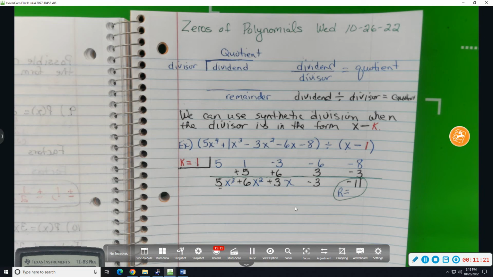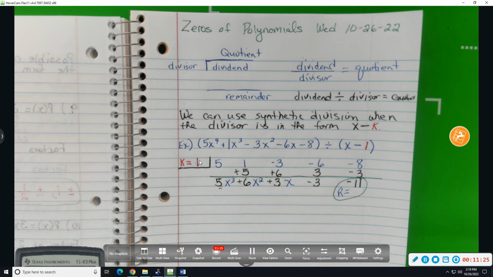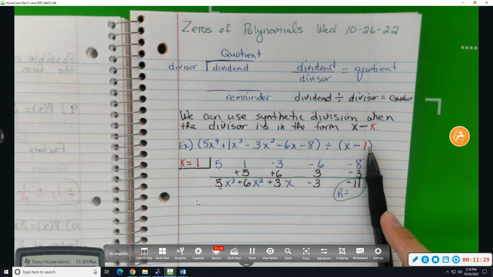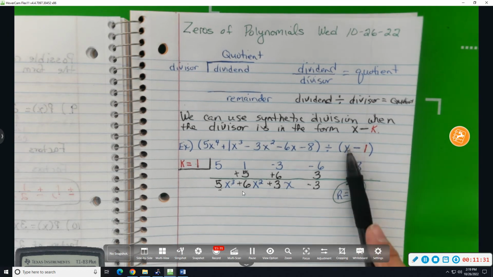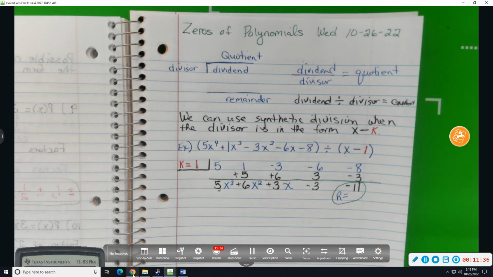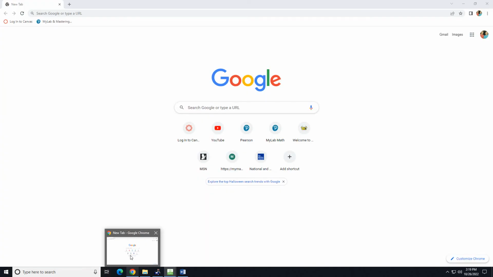Okay. So you start off by identifying what k is. The divisor has to be in the form x minus a number. If it's x plus, we can get around it and work with that, and I'll show that in a moment. But you've got to do a couple of these to get that pattern.